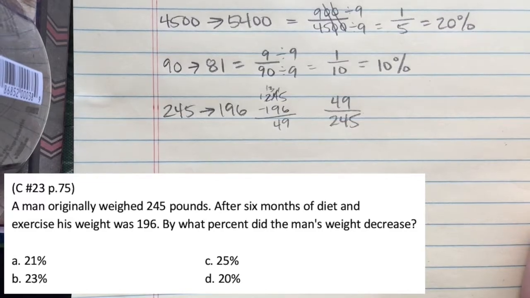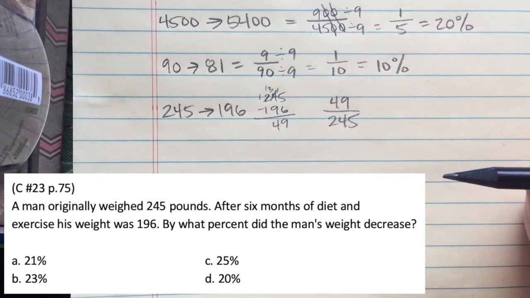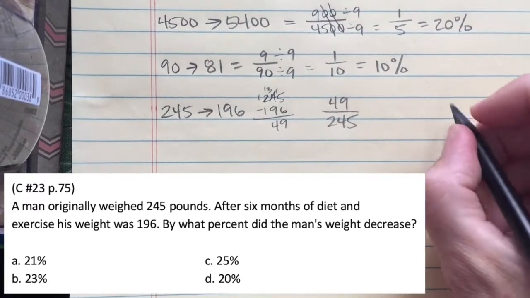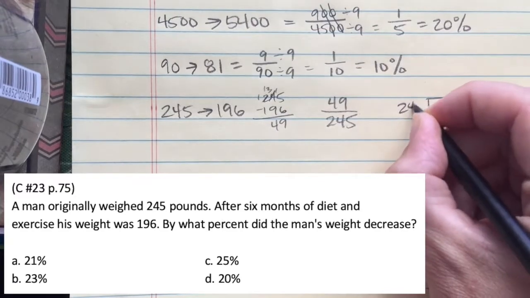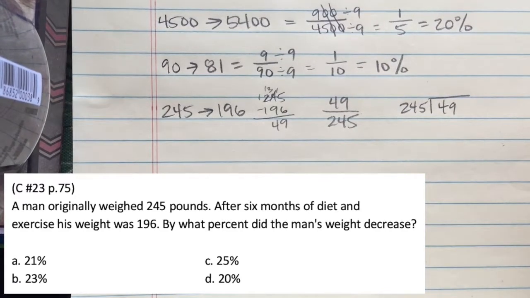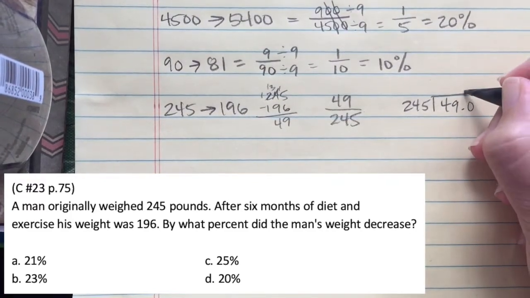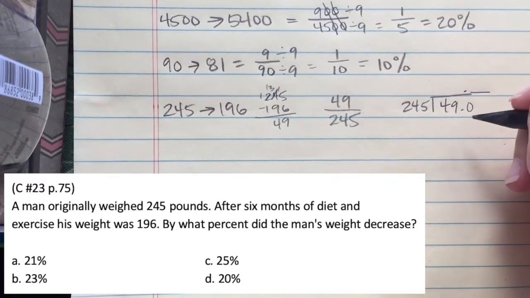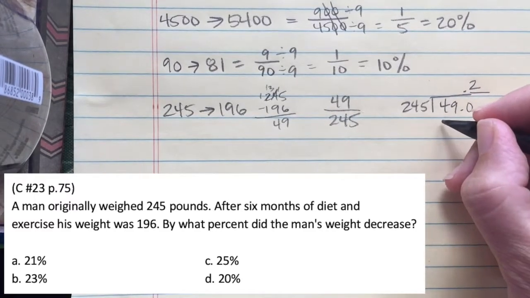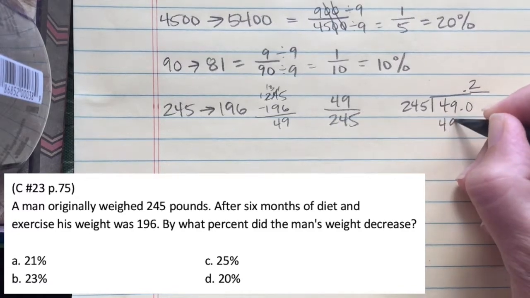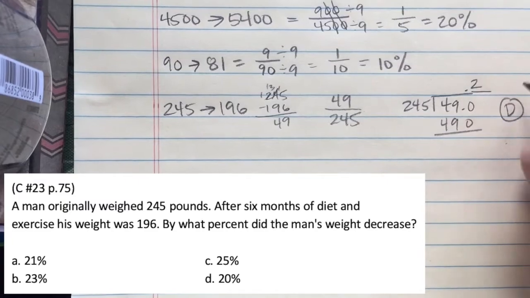Now, I don't know any numbers off the bat that will go into both of these to reduce this fraction, so I'm just going to save time and do the division on its own. Now if I look at my answers, they all begin with a 2. So I know the first digit's got to be 2. So 245 can go into 490 twice. Oh, it works out perfectly. So my answer would be D, 20%.